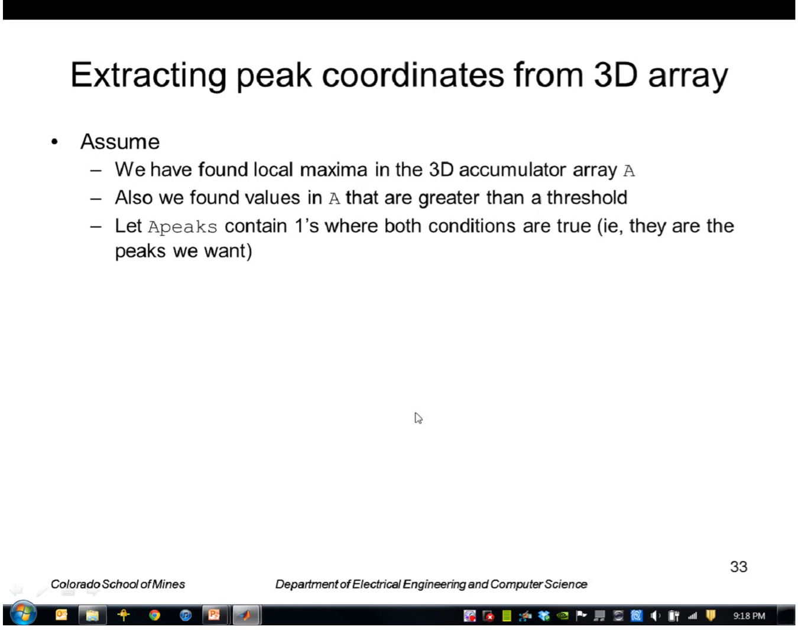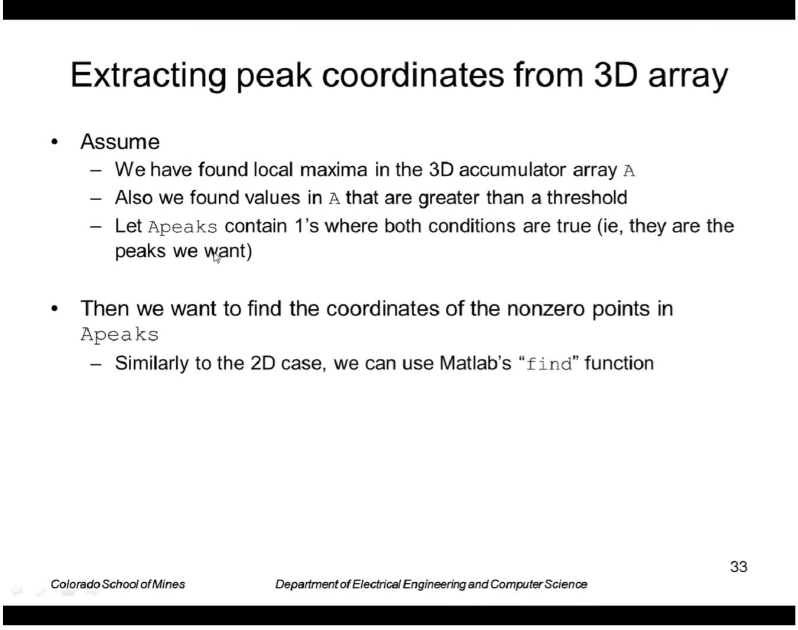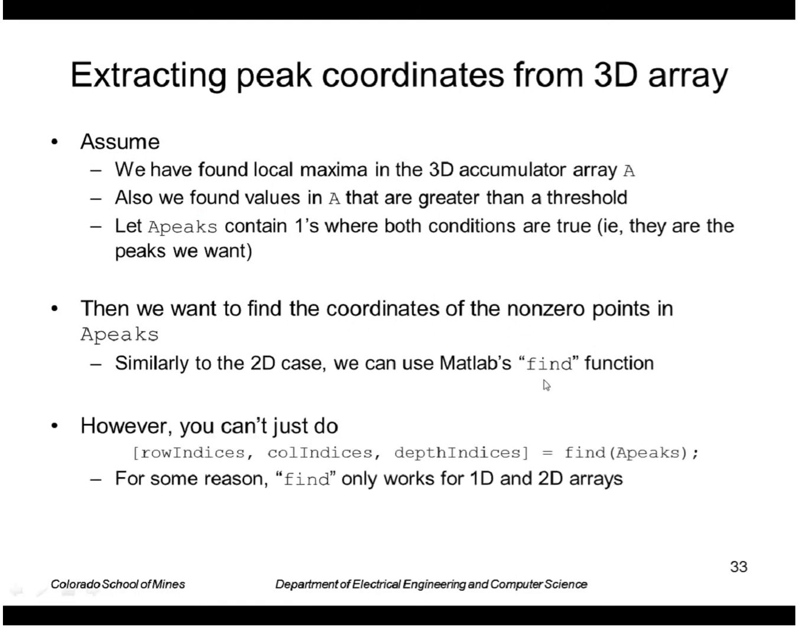So let's say we've found local maxima in the accumulator array that are greater than a threshold. So we have this array called A peaks, which contains ones that are the peaks that we're looking for. So we want to find those coordinates, and we can use MATLAB's find function again. Unfortunately, we just can't use find on the array and get back the coordinates.